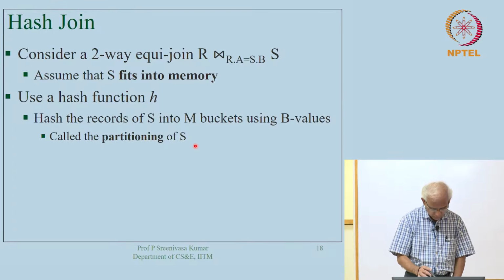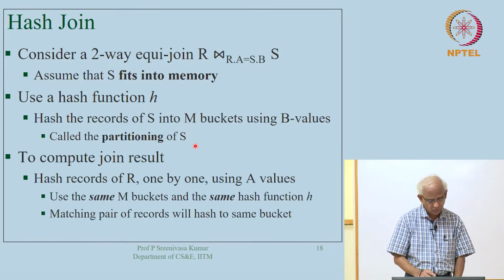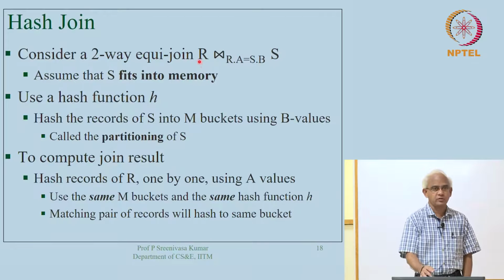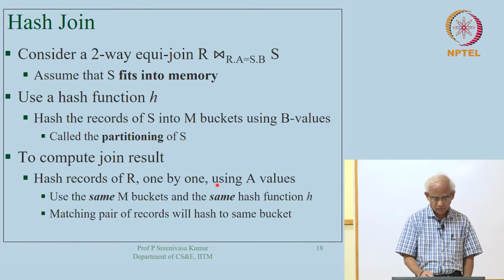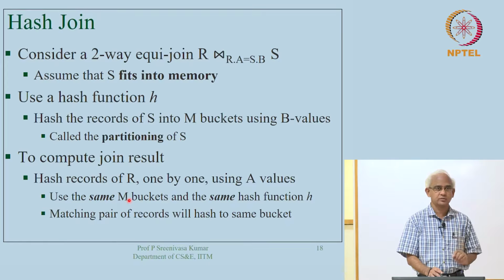Now in order to produce the join, what we do is start reading the records of R. R does not fit into the memory, but you can read it block by block. You read the records of R block by block, take the A values, and use the same hash function to hash these records onto the same buckets, not for the purpose of storing, but for the purpose of finding out which bucket each record is going to.